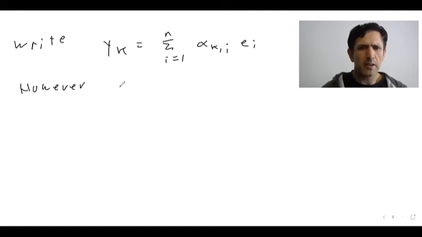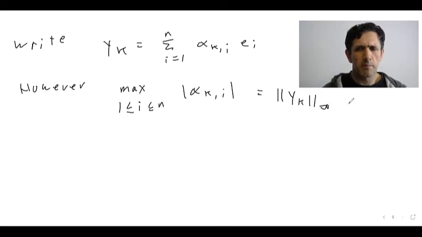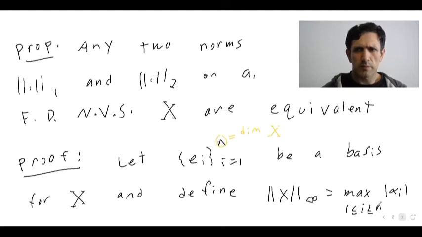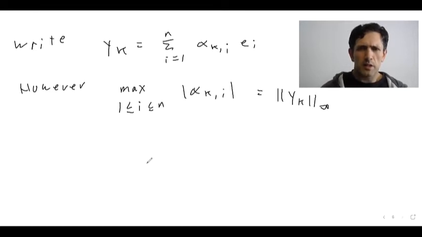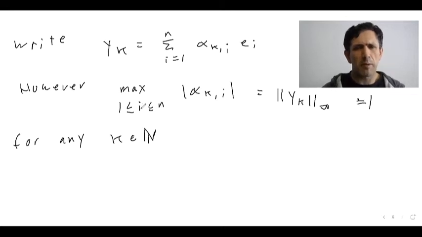However, for each k, this is going to be equal to the infinity norm by definition, and this is going to be equal to 1. So in particular, this holds for any natural number k. So for all k and all i, integers i between 1 and n, this is a bounded sequence. So I can use the Bolzano-Weierstrass theorem.